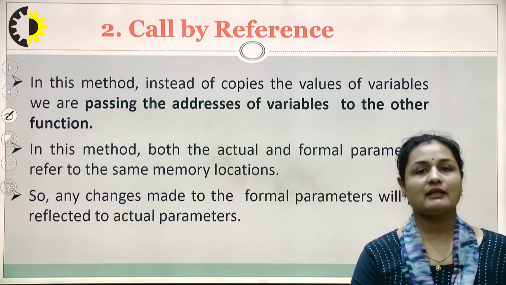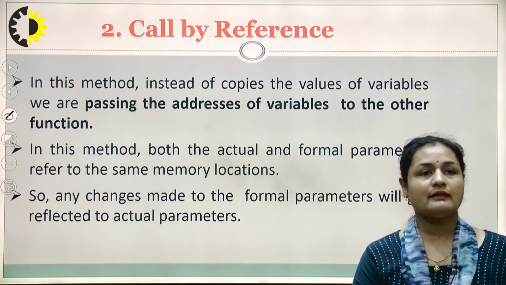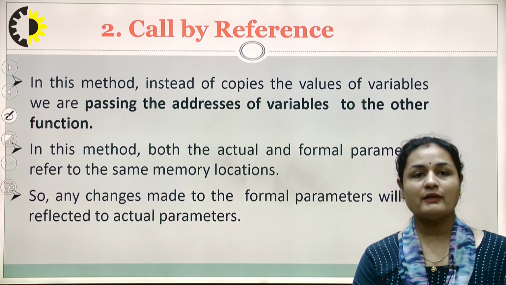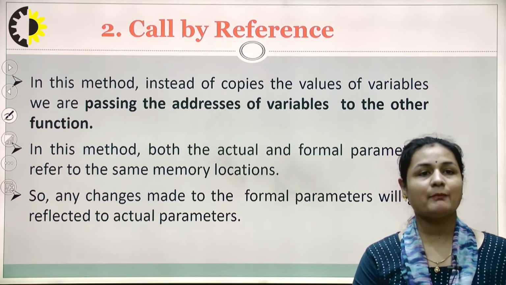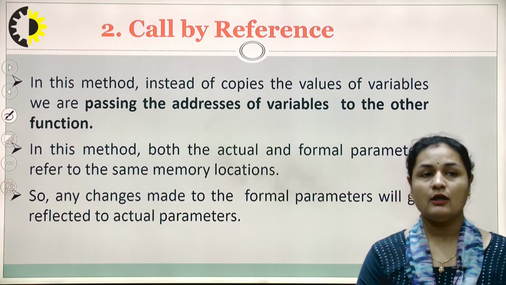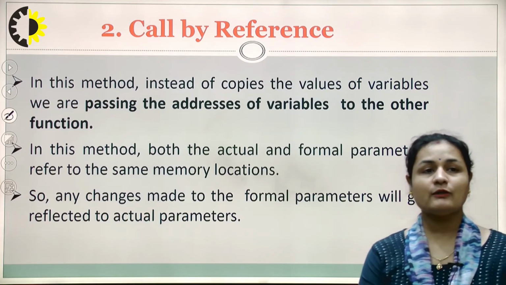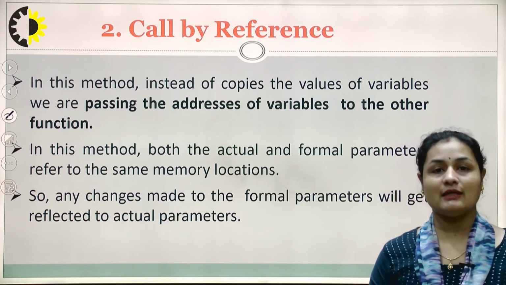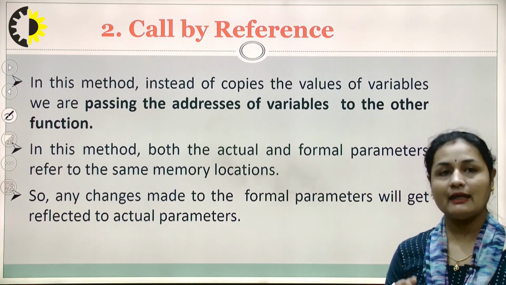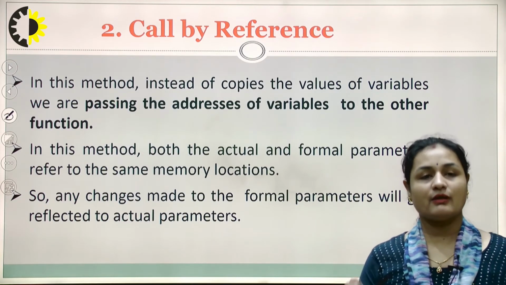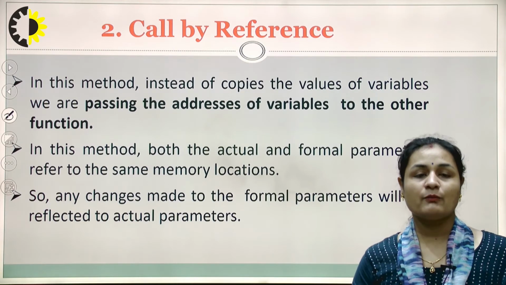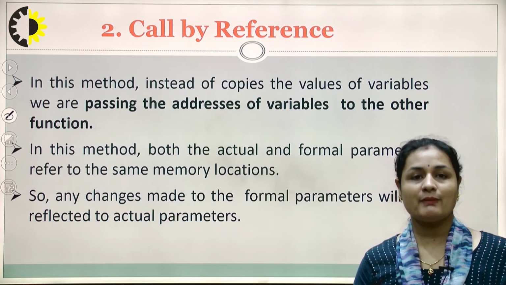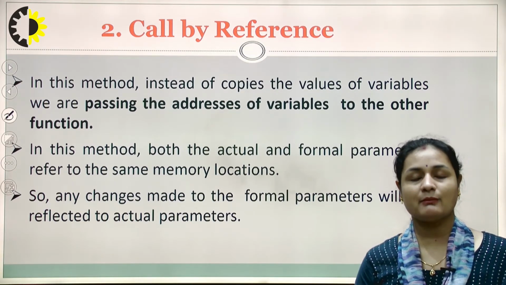Now the second method is call by reference. In this method, instead of copying the values of variables, we are passing the addresses of variables to the other function. We don't copy the value of the variable. We just pass the address of these variables to the function. In this method, both the actual and formal parameters refer to the same memory location.